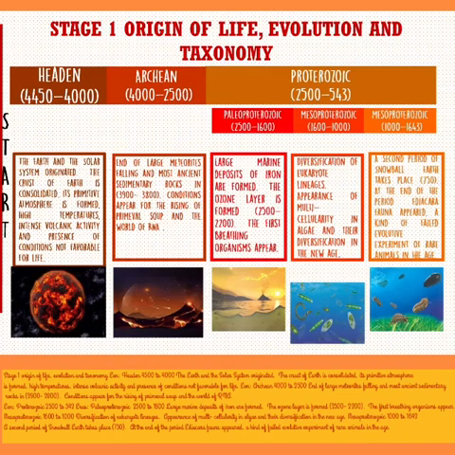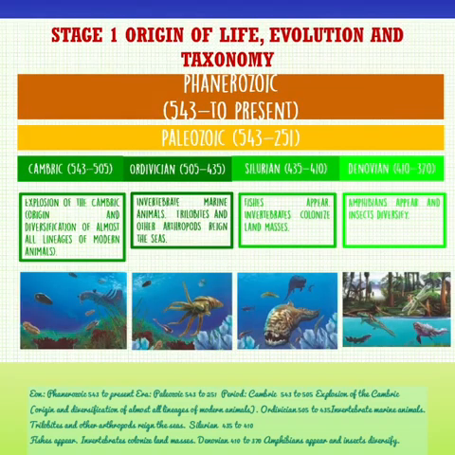Neoproterozoic, 1,000 to 543. A second period of snowball Earth takes place, 750. At the end of the period, Ediacara fauna appear, a kind of failed evolutionary experiment of rare animals in the age. Eon Phanerozoic, 543 to present.